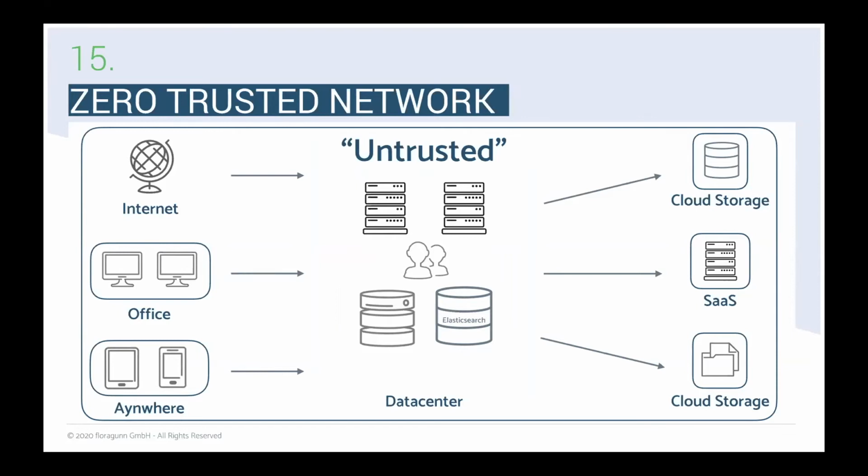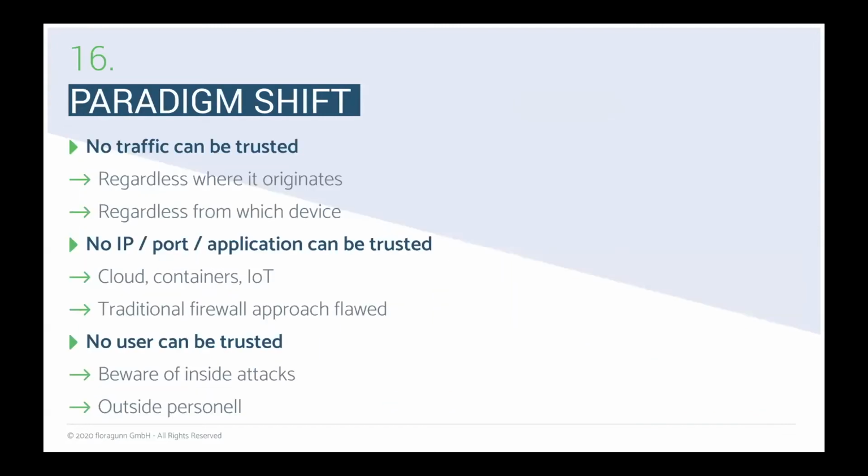This is a concept that I think originated at Google, and the main paradigm shift is that the assumption is that no traffic can be trusted anymore, regardless of where it originates from. It doesn't matter if it's an outside request from someone in home office, for example, or if it's originating from your own data center because an admin logged into a system. Doesn't matter. Every traffic has to be deemed untrusted.